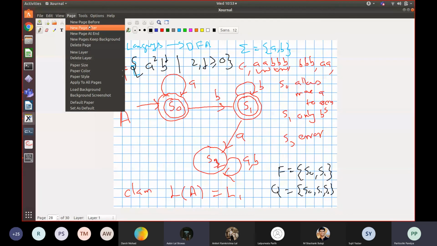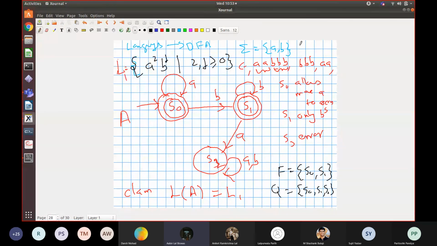Sir, one doubt. Here, in the second line, the language is equal to A to the power I B to the power J. What is the notation that the last term should be ending with a B? So here what I'm saying is the words which are included in L1 consist of the following. It consists of one string, catenated with another string. And A to the power I means a sequence of I A's, where I is a natural number.